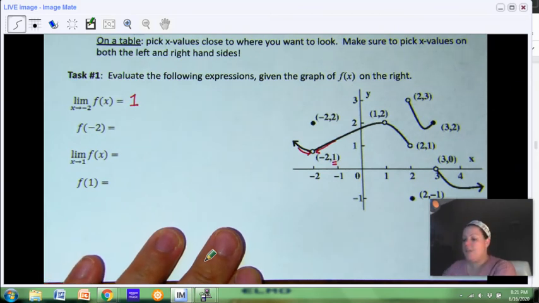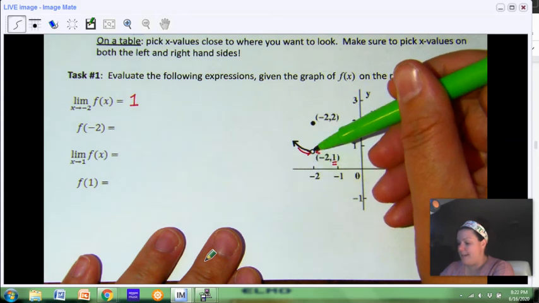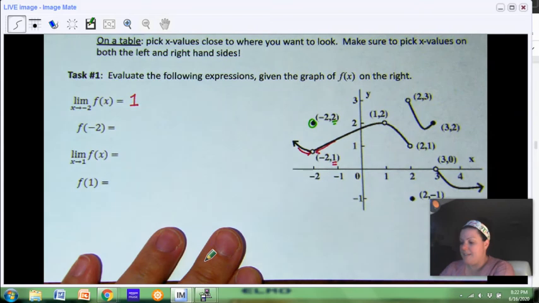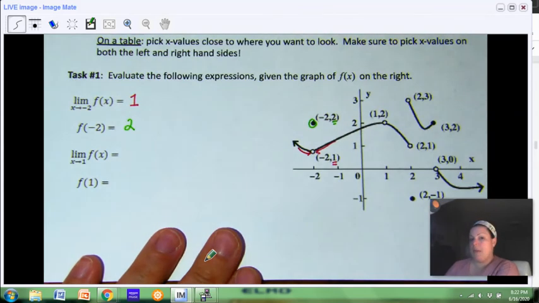Now the next expression is asking you to find the actual value of f of -2. So this means we're going to look at that x-coordinate and its corresponding y-coordinate of one single point. So we're going to go over to -2, and I'm going to go until I actually have a defined point, which is all the way up here, and it has a value of +2. So this is a situation where that point and the limit do not line up. They're actually in different spots.